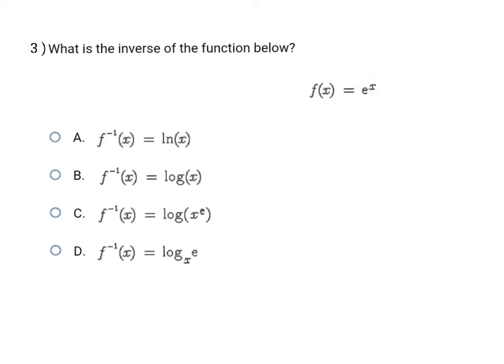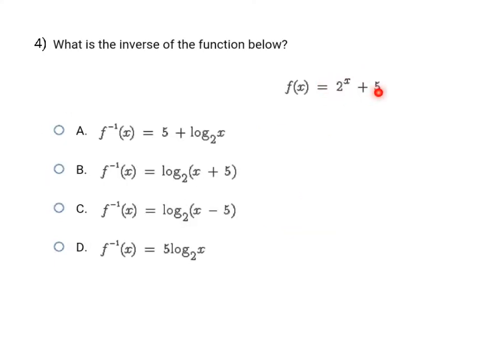Here my base is e. So that's going to make my logarithm base e. And then my exponent is x, so that's going to make my argument x. But here, when I have a logarithm with a base of e, that's a special logarithm called the natural log that we show with the letters ln. So this is the same as ln x. So that's going to be the inverse of my original function, which is A.